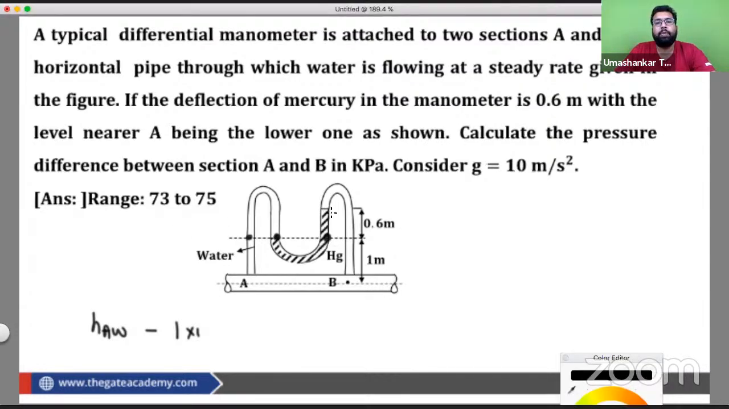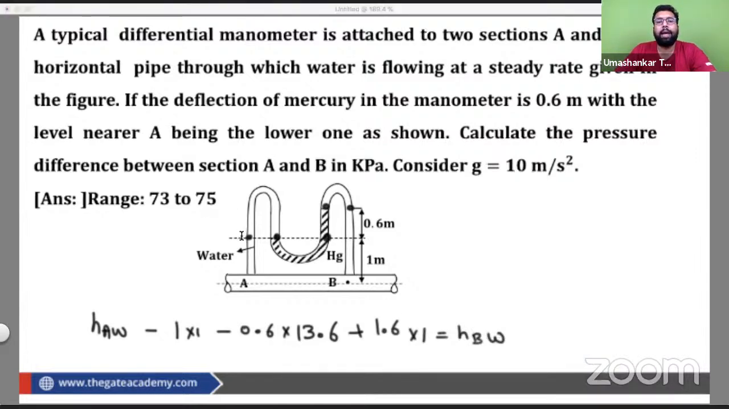Now from this point, we are moving upward by the distance 0.6 in mercury. For mercury, if nothing is mentioned, we can suitably use 13.6. Now we reach this point. From this point to this point, we need not write anything because we are moving in the same fluid. And from this point, we are moving downwards. So this is 1.6 meter, and we are moving again in water. This is going to be equal to HBW.